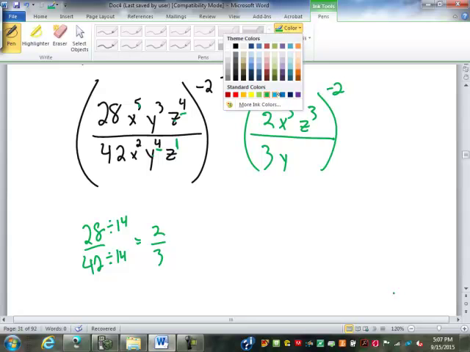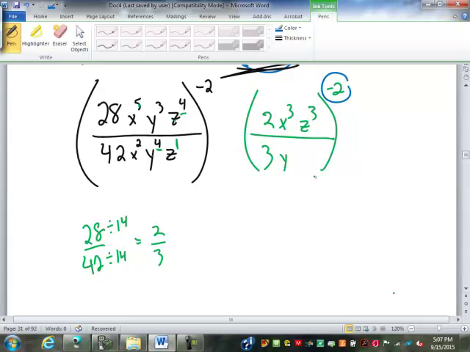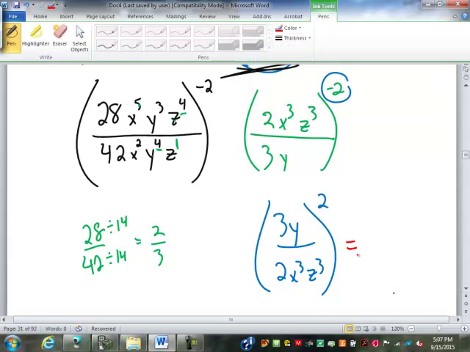Now what? It's a negative power, so we're going to flip this over. The 3y goes on top, 2x to the 3rd and z to the 3rd go on bottom. And this is still the power of 2. And then 3 squared is 9. Y squared is y squared. 2 squared is 4. X to the 3rd squared is x to the 6th. Z to the 3rd squared is z to the 6th.